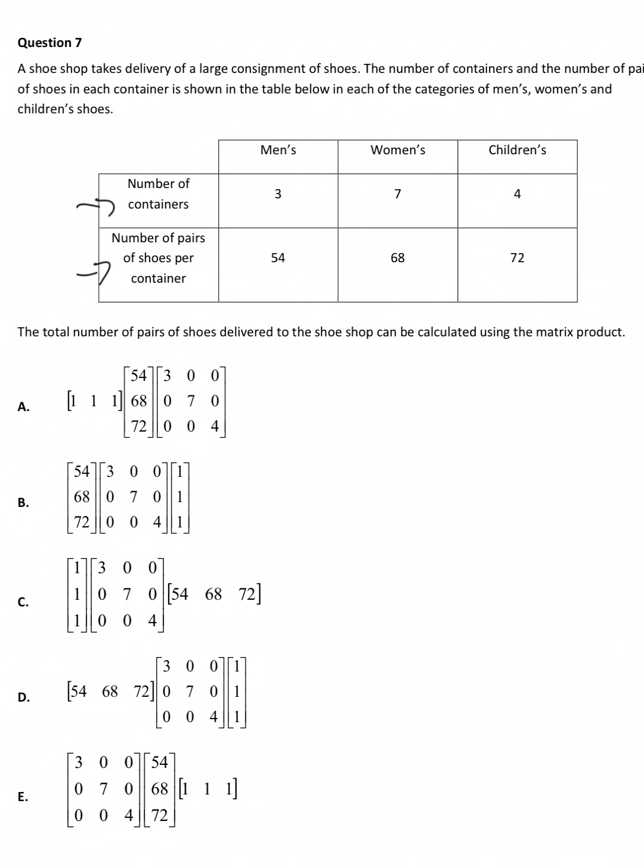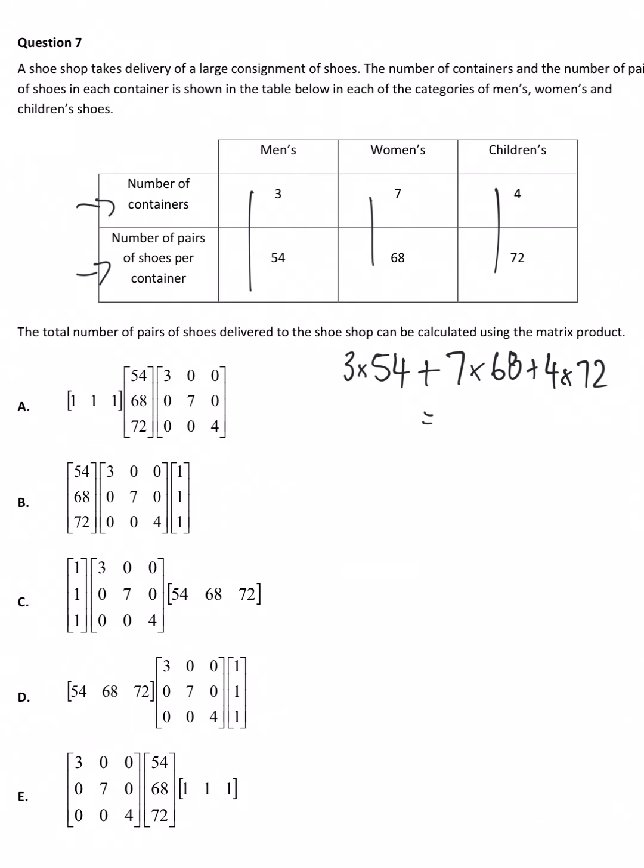So if we look just in the table here, we've got 3 containers of men's shoes, and each of those containers has 54 shoes. So in total, we have 3 containers of 54 going to the shoe shop. What we're doing here is just working out the total number of shoes that are going to go to the shoe shop first. Plus, we've got 7 containers, and in each of those containers is 68. Plus this column here, we've got the 4 containers with 72 shoes in each.